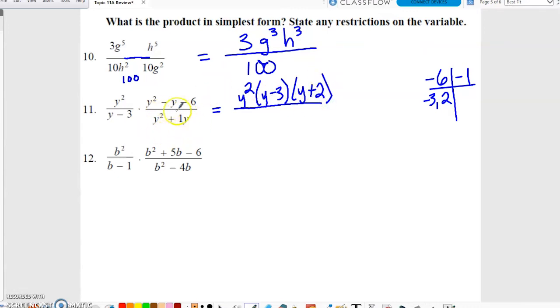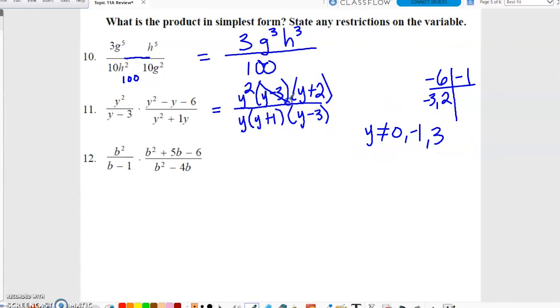Looking on the bottom, y squared plus 1y, we're just going to factor out a y from that. So we're going to say y, and then what's left inside is y plus 1. And the y minus 3, we'll just move him on over. Looking at restrictions, y cannot equal 0. Setting y plus 1 equal to 0, you get negative 1. And then y minus 3, set it equal to 0, you get a positive 3. So these are my restrictions.